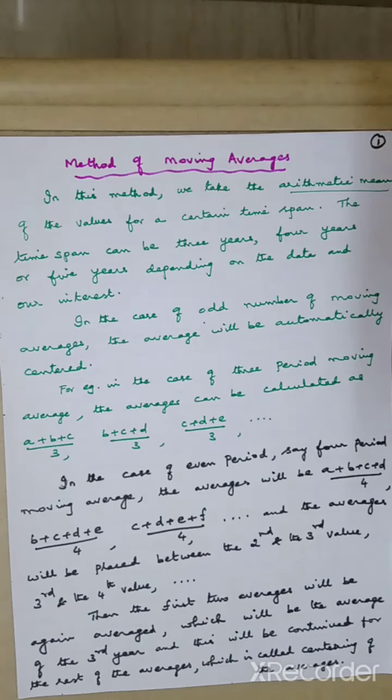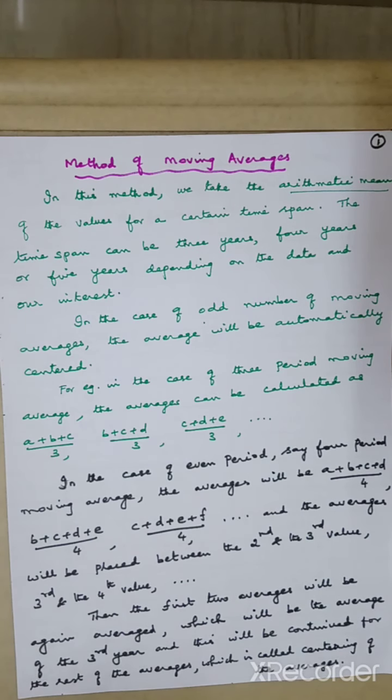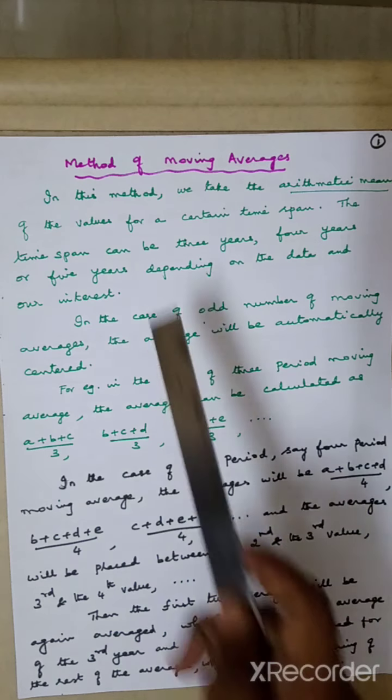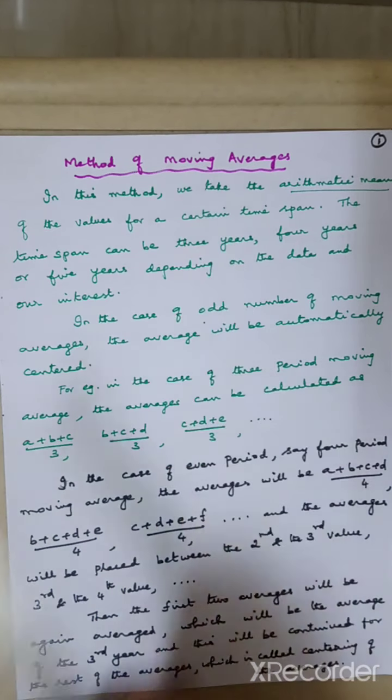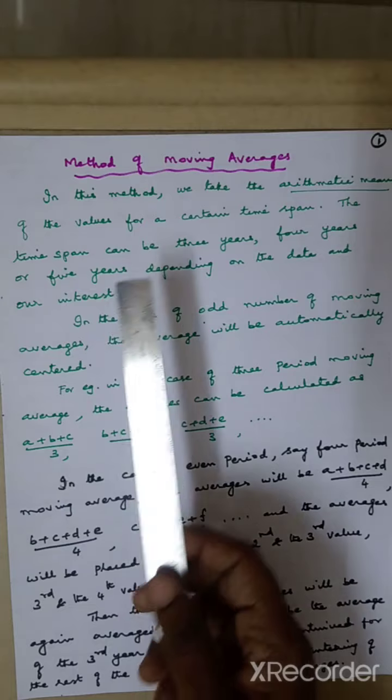Last class, we learned how to calculate trend by the method of freehand or the graphical method, and also by the method of semi-average. Now in this class, we are going to learn how to find or calculate trend by the method of moving averages. As the name suggests, we have to keep moving along the data given, either 3 by 3 or 4 by 4 or 5 by 5, etc. Now let's see this method in detail.